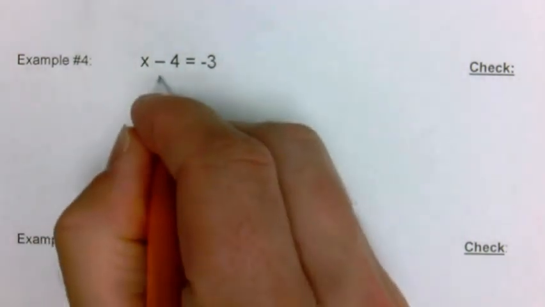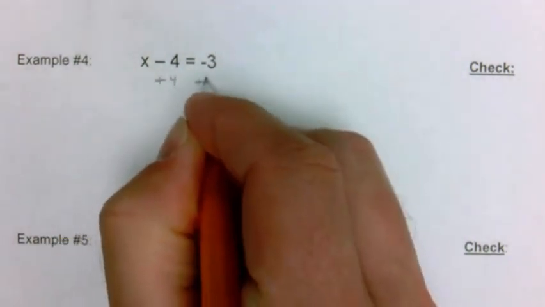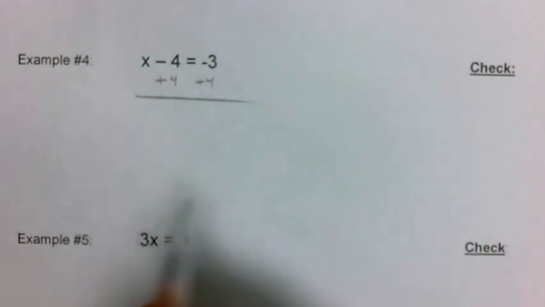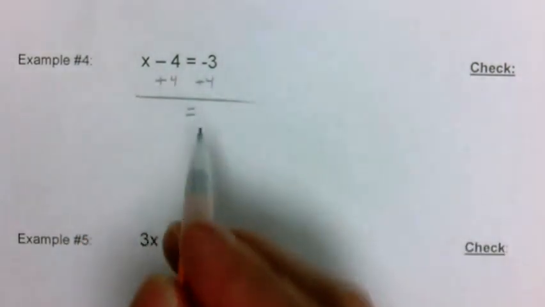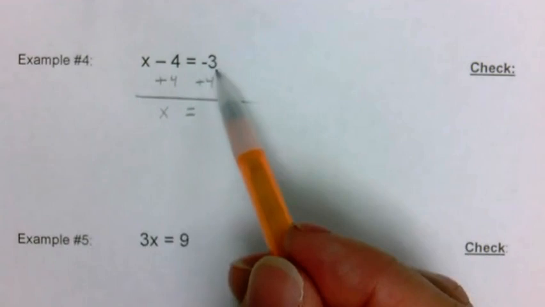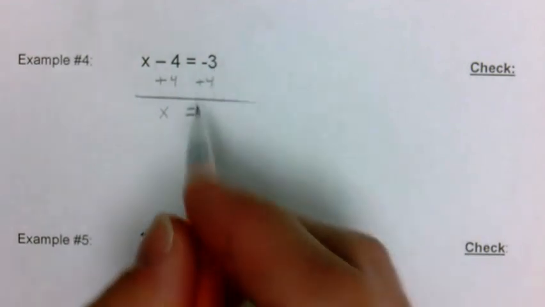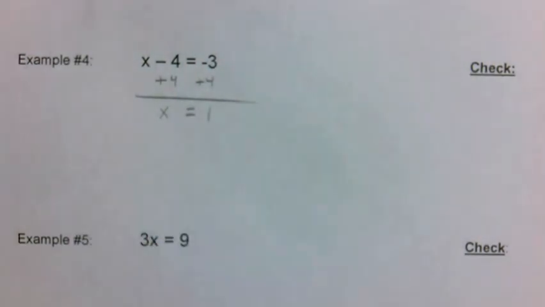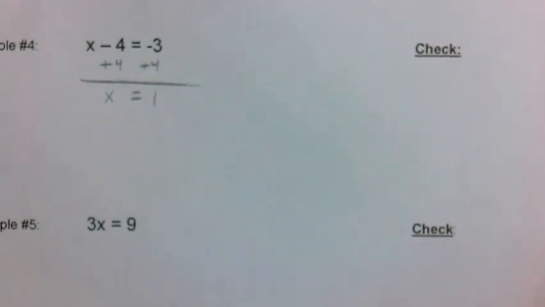All right, since we're subtracting 4 from the variable, to isolate it, we're going to do the opposite. We're going to add 4. And again, we need to do that on each side. Bring your equal sign straight down. On the left, negative 4 plus 4 is 0, leaving you with the variable x, and it's equal to negative 3 plus 4, which is a positive 1. X equals 1.